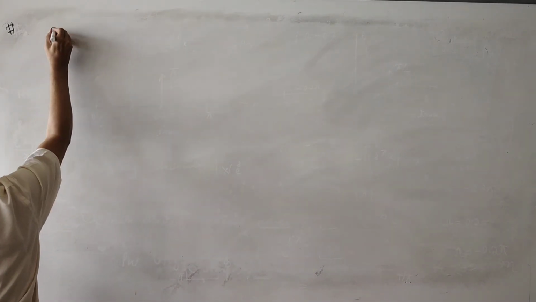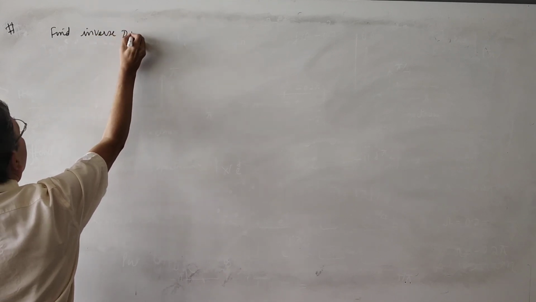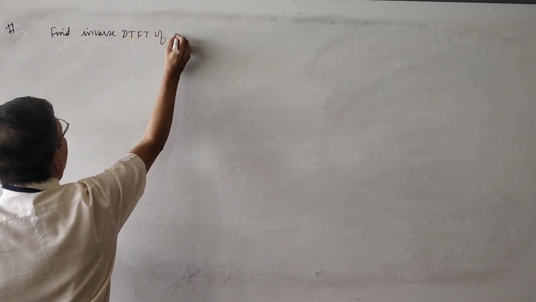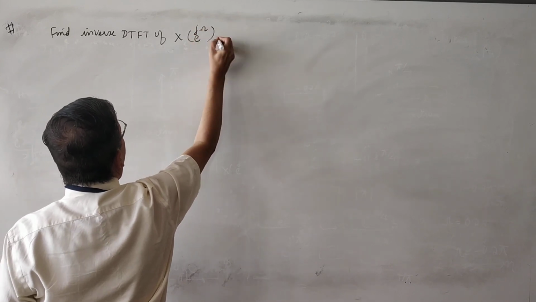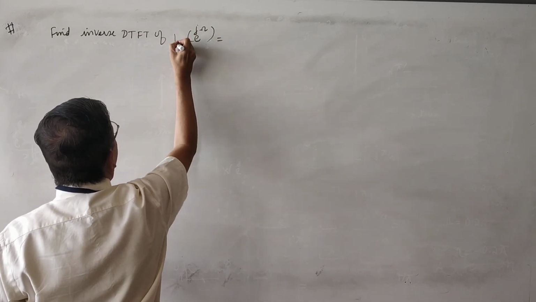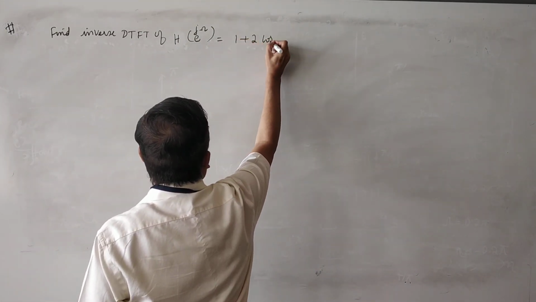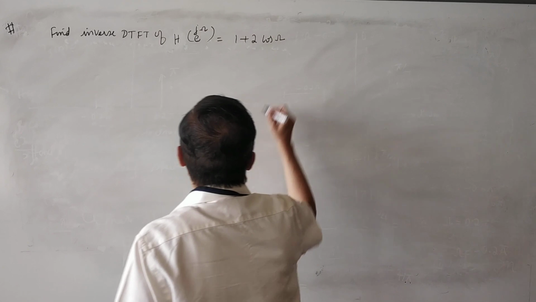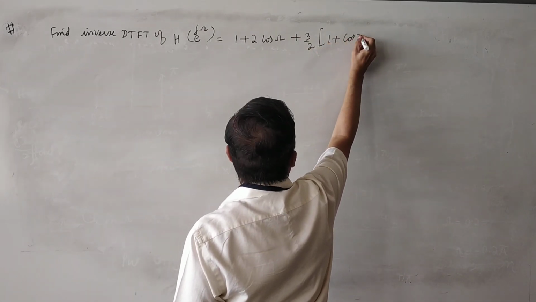Find the inverse DTFT of H of e power j omega equal to 1 plus 2 times cos omega plus 3 by 2 times 1 plus cos 2 omega.